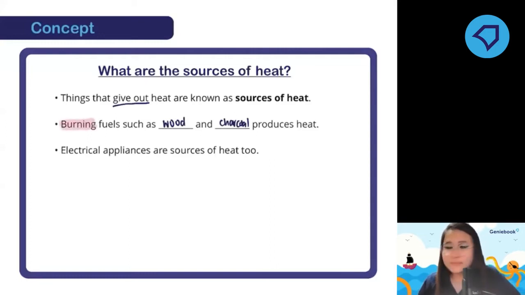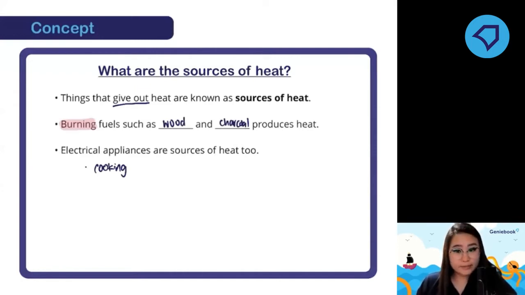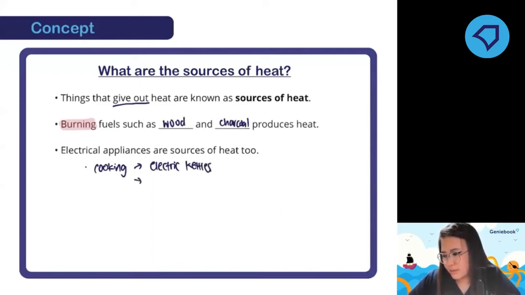What other things could be a source of heat? We have electrical appliances as well. They can be a source of heat too. How can electrical appliances give out heat? Sometimes they need to produce heat in order to cook things. Cooking appliances like electric kettles give out heat. They are a source of heat once turned on because they need to heat water up. What else? You have a rice cooker.